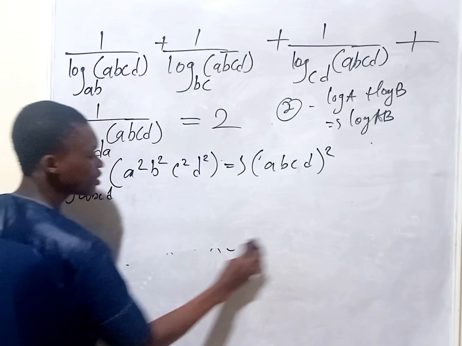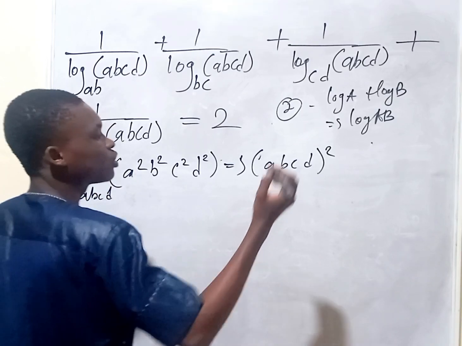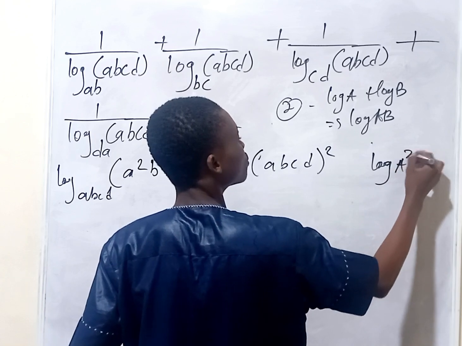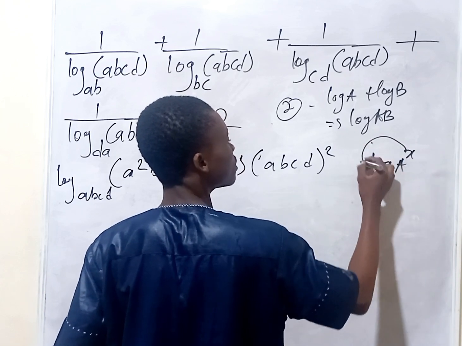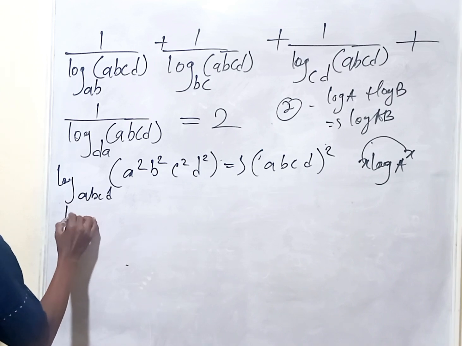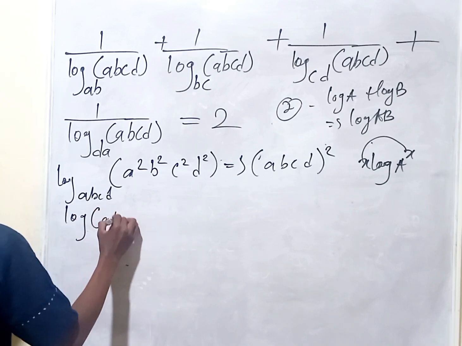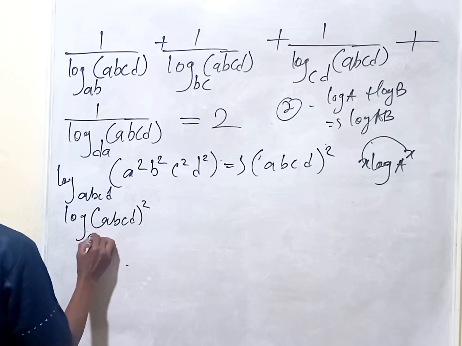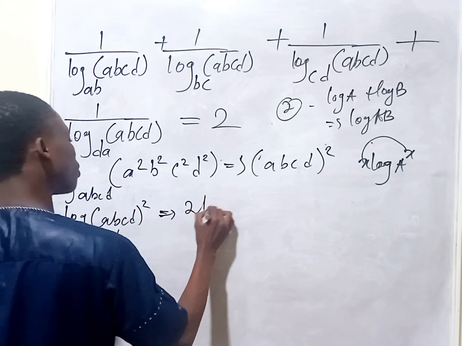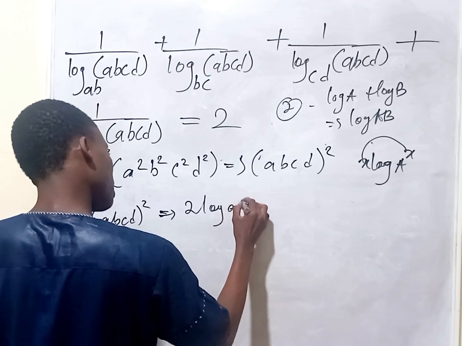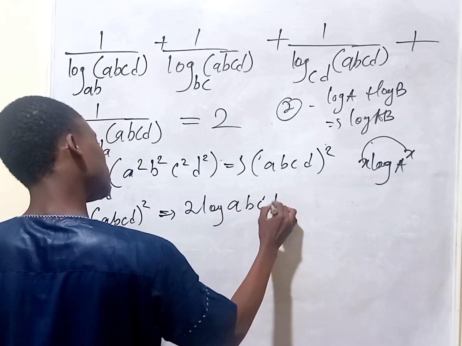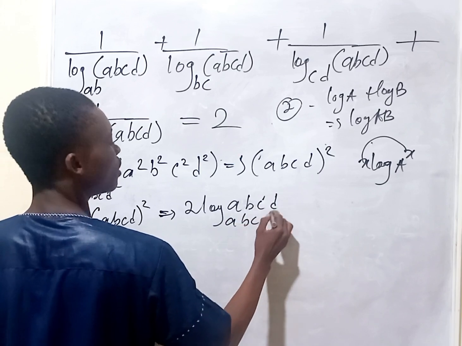The law says that when the log is raised to a power, this is the third law, the power is used to multiply the log itself. So it becomes a multiplier. So this 2 is coming backward. So from here we have log of ABCD all squared base ABCD. This 2 here is coming backward, and this implies that this is 2 log ABCD base ABCD.